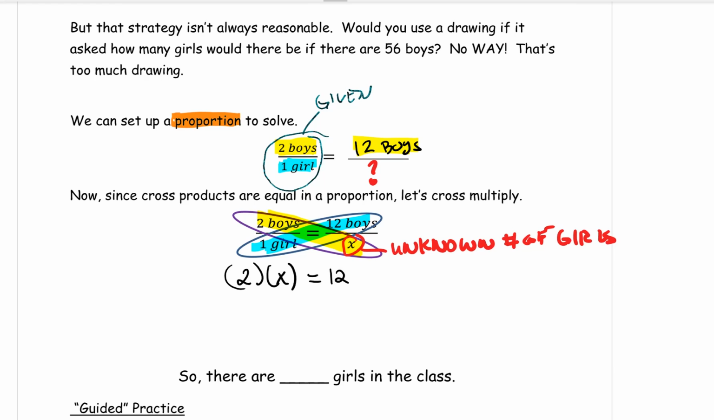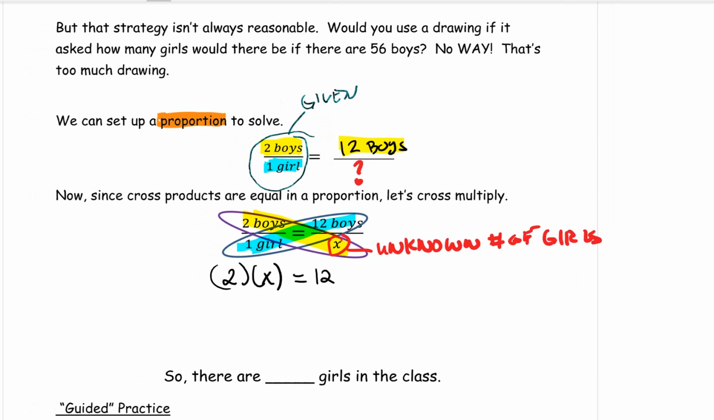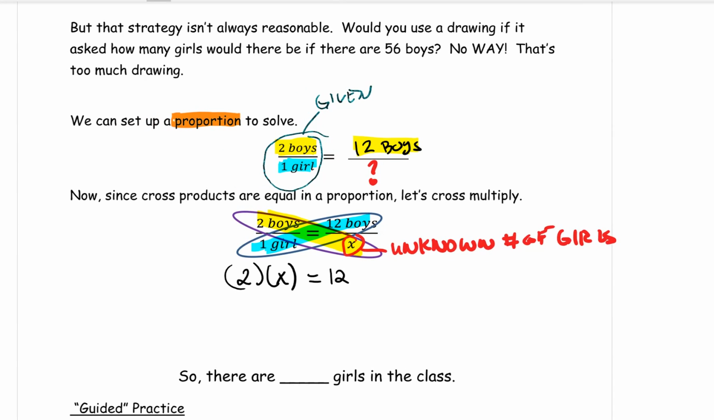12. So in this case, you can just disregard for now, again, I'm just talking about the number of girls. So I can just deal with the numerical values 2, 1, and 12. So you have 2 times x is equal to 12. Again, according to our definition of proportion, these two products, 1 times 12, must be equivalent to 2 times x. So again, I'm just going to write that one explicitly, 12 times 1.